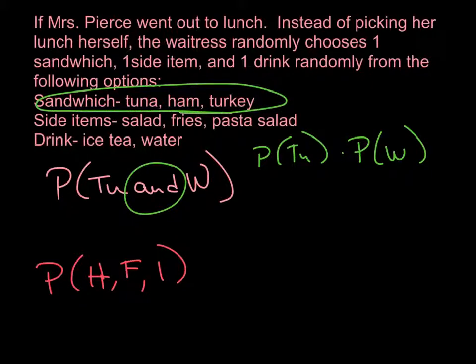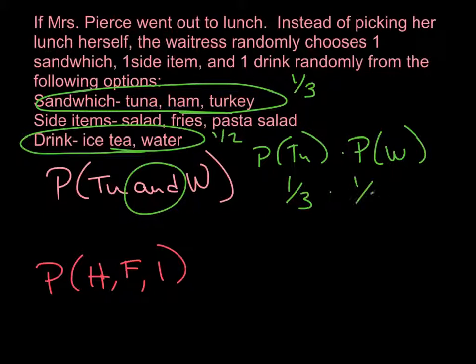The probability for the sandwiches being tuna or turkey would be the same, 1/3. The probability of the water, well, down here there were only 2 choices, so it would be a half, so that'd be times 1/2, and when I multiply those two fractions we get 1/6. And that's what we got when we simplified using the tree diagram.